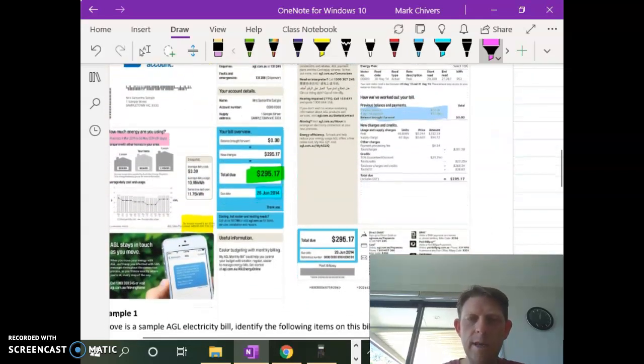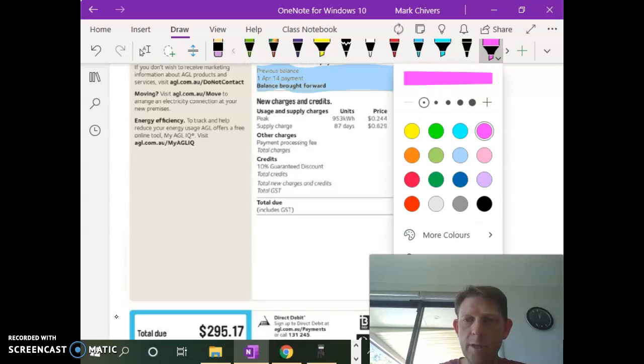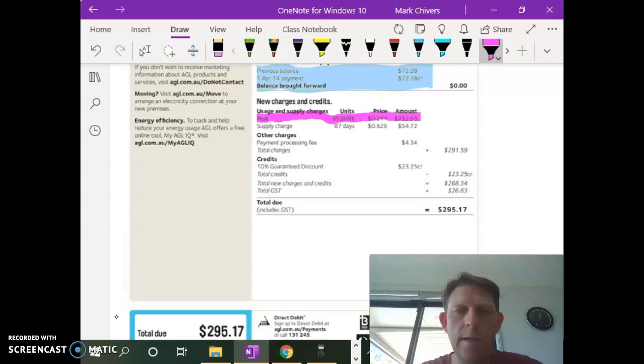That's usually something that's going to be not on the front page of the bill. It's likely to be somewhere else. And you can see here, there's the peak supply charge. Now I'll just make this highlighter nice and small because something else is there we'll need. So there is the supply rate. Now there's a peak charge there in kilowatt hours, and underneath you'll see supply charge, but you see it's calculated based on the number of days.